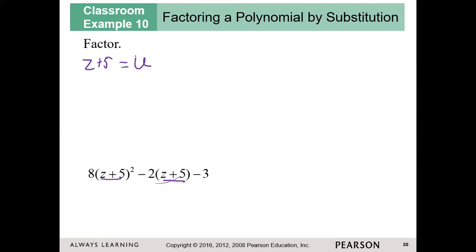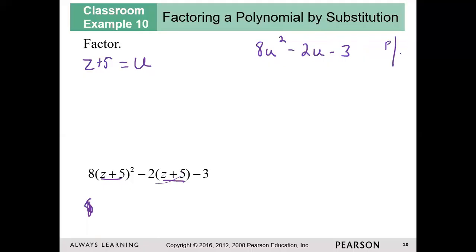So that's going to give us 8u squared minus 2u minus 3. So again, anywhere there was a z plus 5, I took it out and replaced it with a u. Z plus 5, took it out, replaced it with u. And now I can see that I have a pretty clean quadratic trinomial that I will factor, okay?